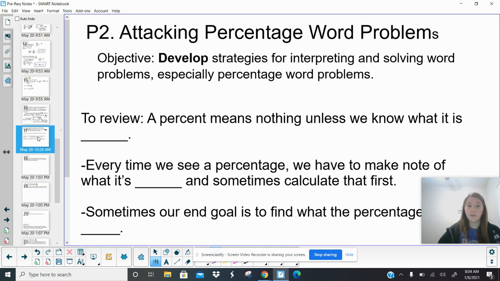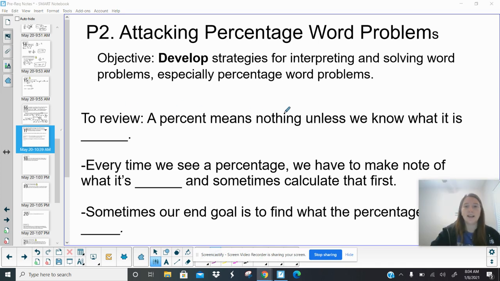What we're going to be talking about more is in context, like getting a raise or paying taxes or paying interest on something. So we have to be able to see what's going on in the question and pull out the equation in the same way that we did before. We're going to be using those skills, taking is, of, and what, knowing what those are, and creating your equation. We have to be very careful.